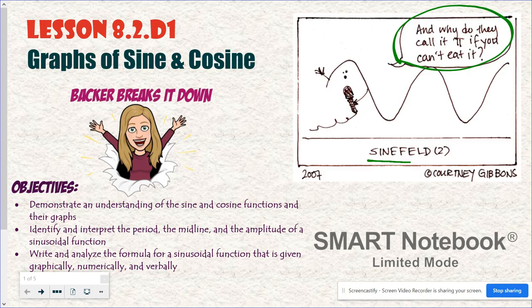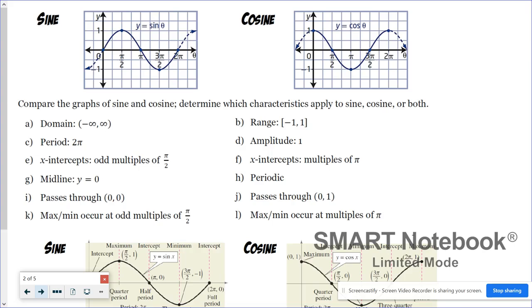So let's talk about the graphs of sine and cosine. Previously we talked about periodic functions. Sine and cosine are two very specific examples of periodic functions. So I had you look at these two graphs at the top here, and I asked you to compare the two and determine which characteristics apply to sine, cosine, or both.